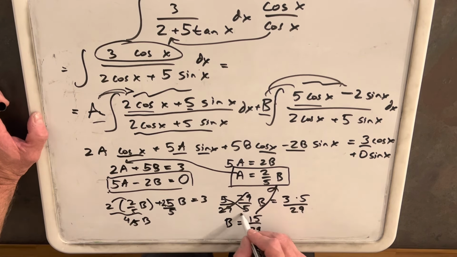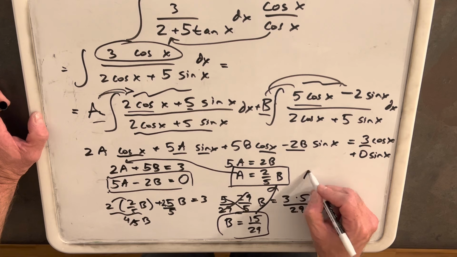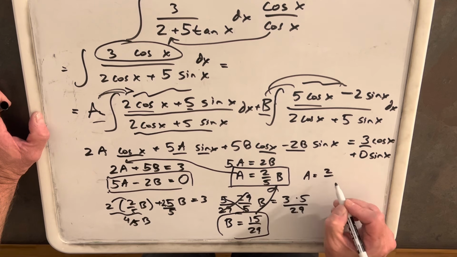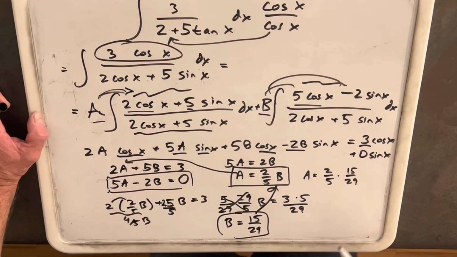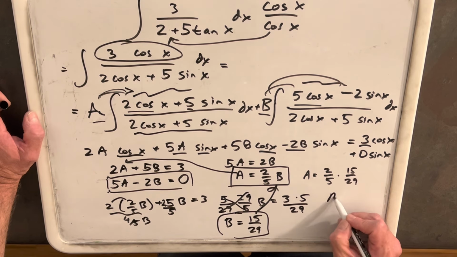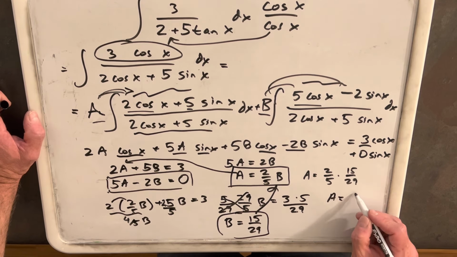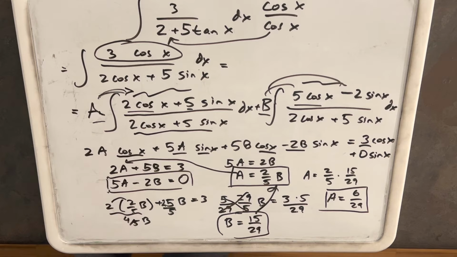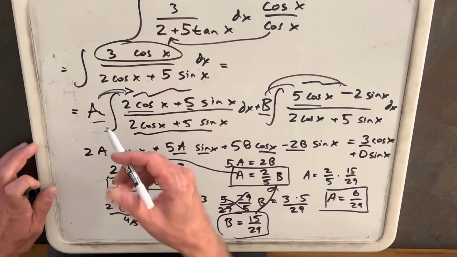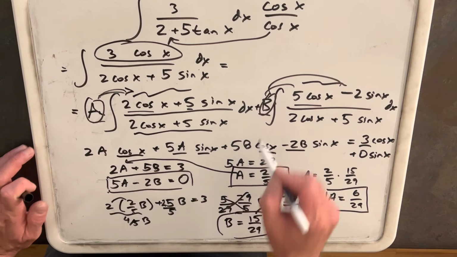Now we can go back, we have our equation for a, and we'll plug this in. We have our value for b, so a is just 2/5 times 15/29, which is going to be a equals 6/29. Now as you can see, I'm totally out of space, but what we'll do is plug in this value for a and b here and here, and then we can solve our integral.